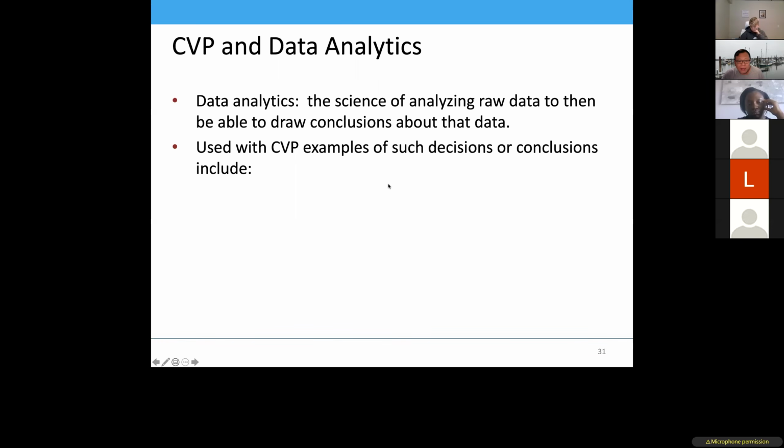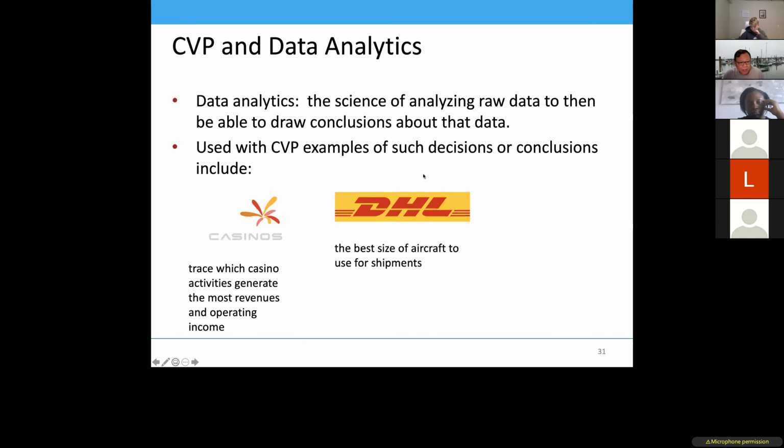So some of the examples would be the casino. A casino would use data analytics. They want to track what are the activities that generate the most revenues and operating income. They want to know which game, or which activity helps them make more money. And then the decision maker would say, okay, I'm going to encourage more of this.